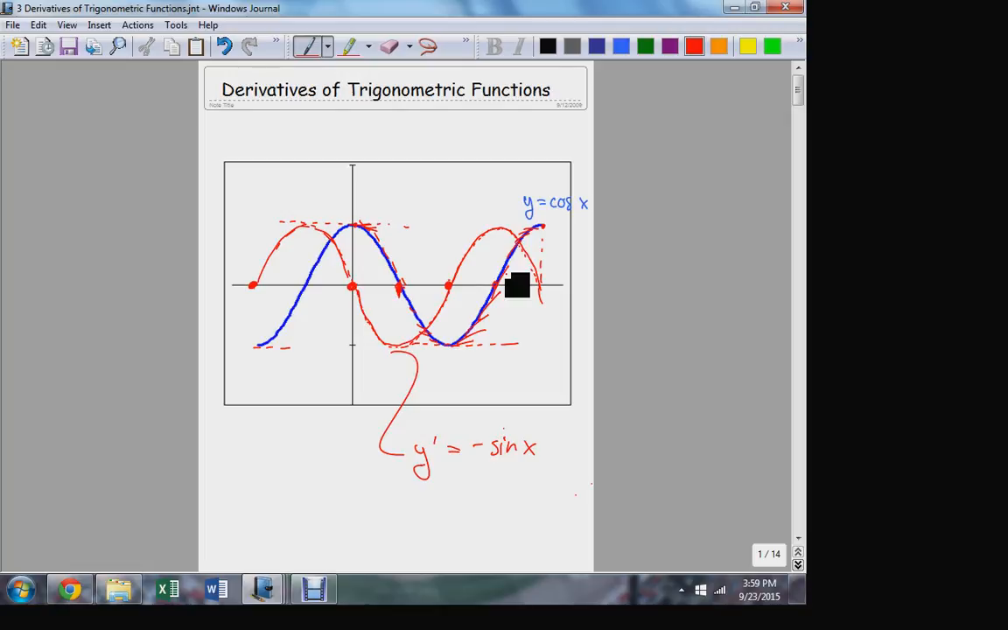So there's a geometric interpretation of why this is actually the case. The derivative of the cosine function is the negative of the sine function. Okay?